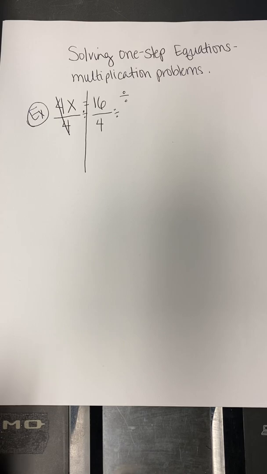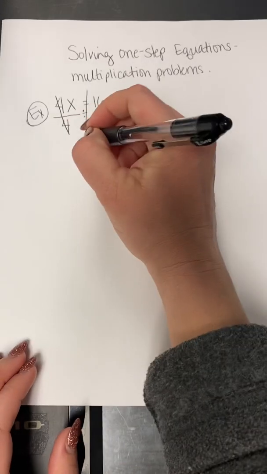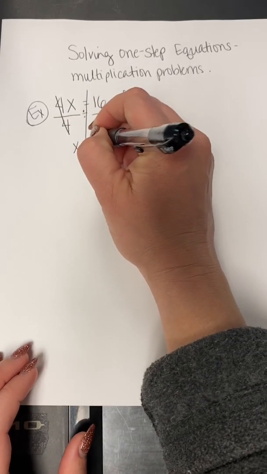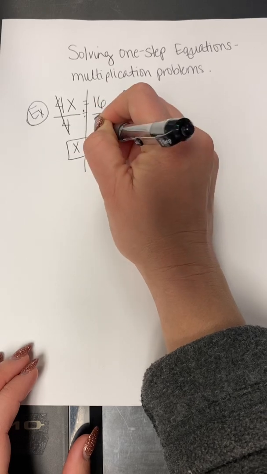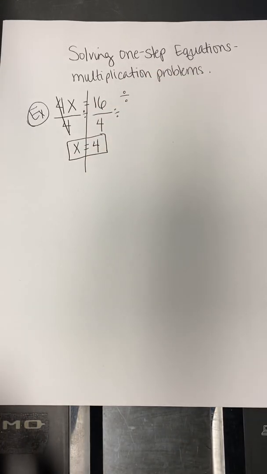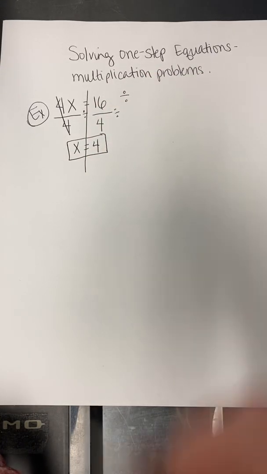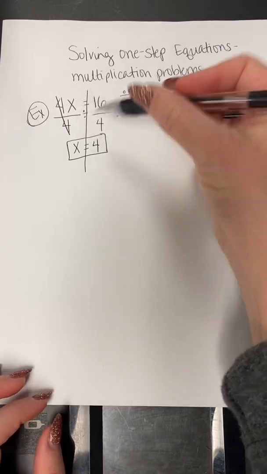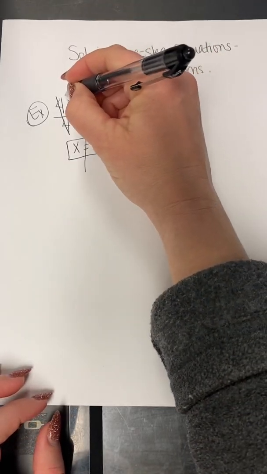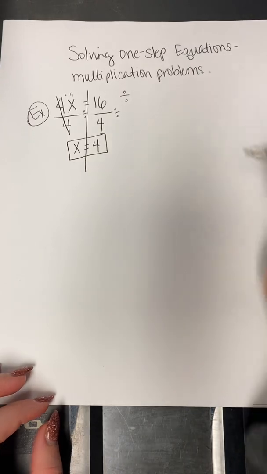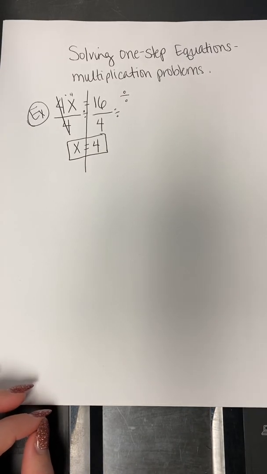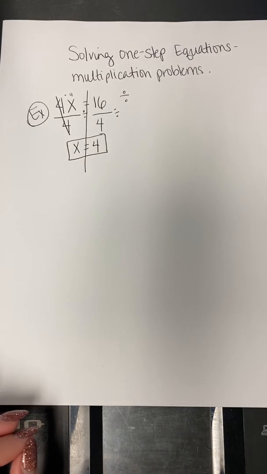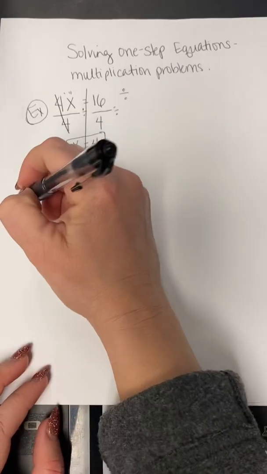16 divided by 4 is 4. So our answer would be 4. And then we're going to make sure it makes sense. If I were to plug in a 4 right here, well, 4 times 4 does give me 16, so that's good. That's correct. Okay, let's try another one.